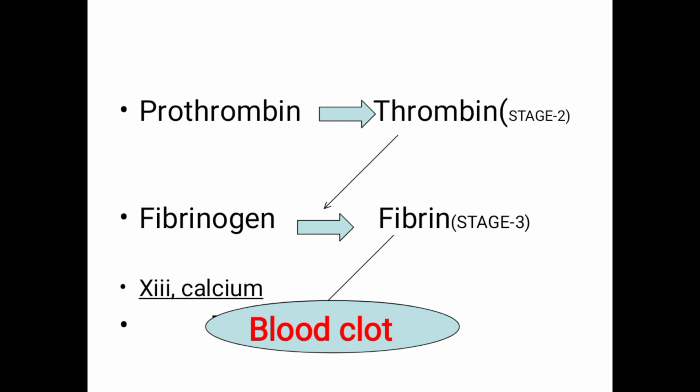So that is stage 1. Stage 1 is what? Activation of prothrombin activator. This activation is initiated by two mechanisms: one is the intrinsic mechanism and the other is the extrinsic mechanism. In the intrinsic mechanism, whenever there is tissue damage or endothelial damage, platelets get activated and release phospholipids. So in that, many factors get activated. Then in the extrinsic pathway, mainly the tissue thromboplastin.